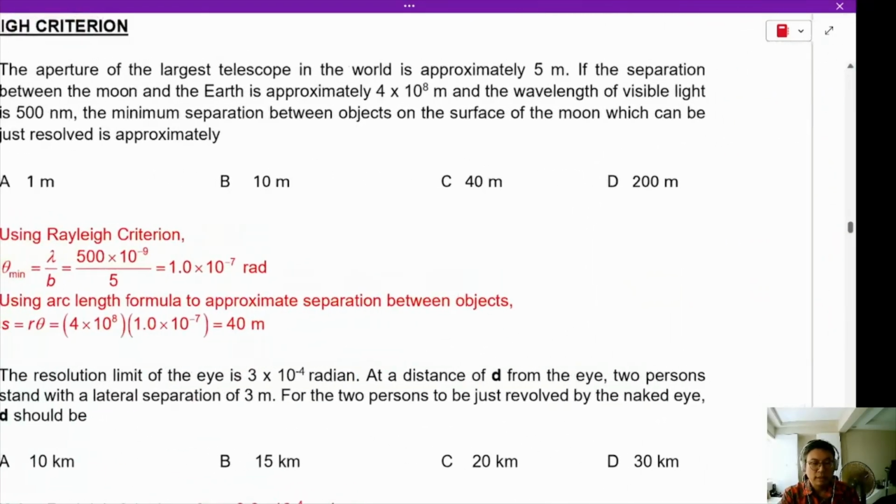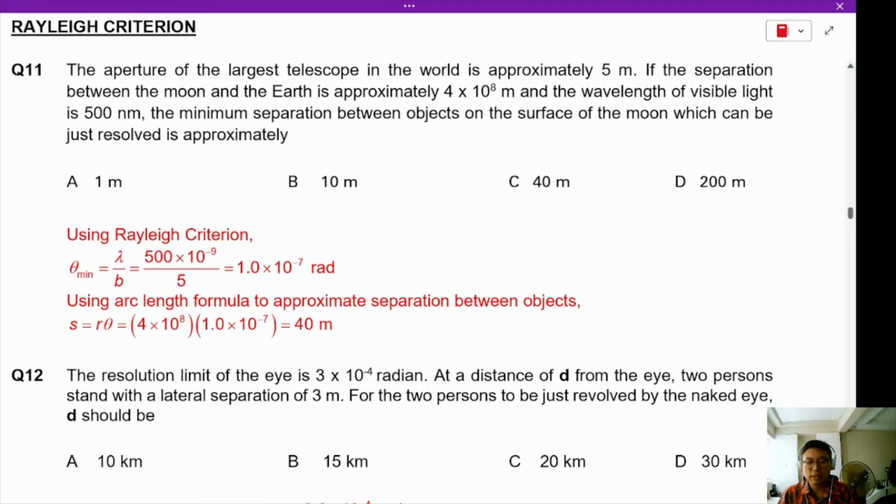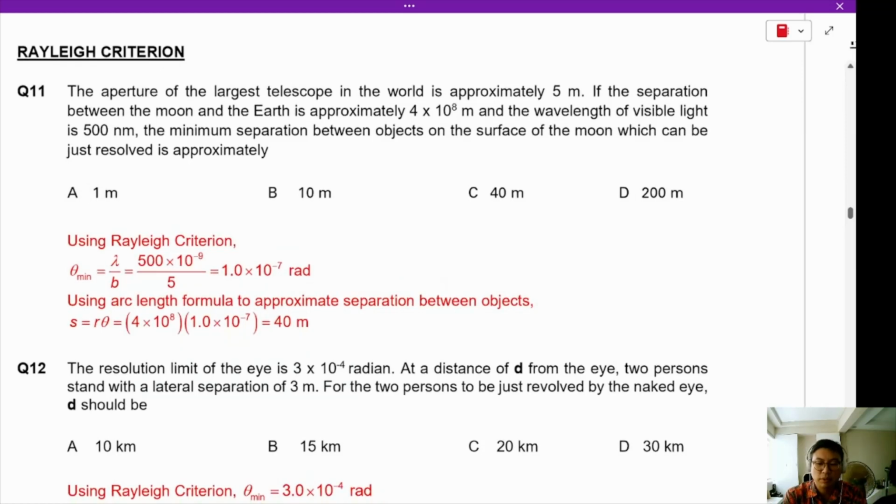Okay, so let's take a look at the Rayleigh criterion. Now, the largest aperture of the largest telescope in the world is approximately 5 meters, so this is b equals 5. Can I just specify that this is the largest optical telescope in the world, because there are much larger telescopes in the world which are radio telescopes. If the separation between the moon and Earth is approximately 4 times 10 to the power 8, this is R, and the wavelength of visible light is 500 nanometers, this is lambda, and the minimum separation on the moon that can be resolved, which is S, equals question mark.